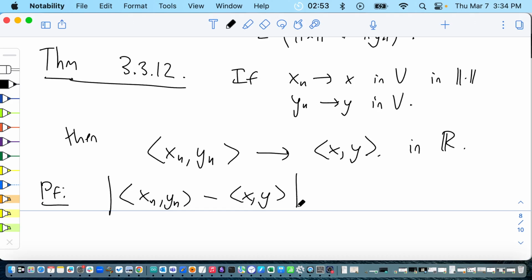Yeah? You can add 0. You can add 0, in a specific way. Yes, in a specific way. Yeah, that's right. What is the specific way? How would you do it? That's exactly what you need to do.